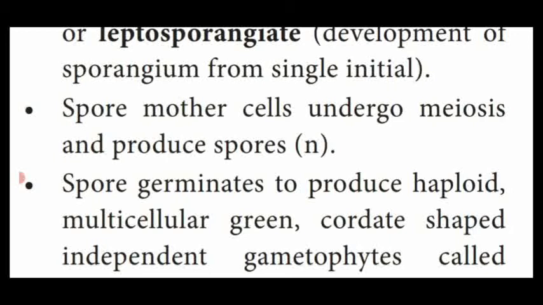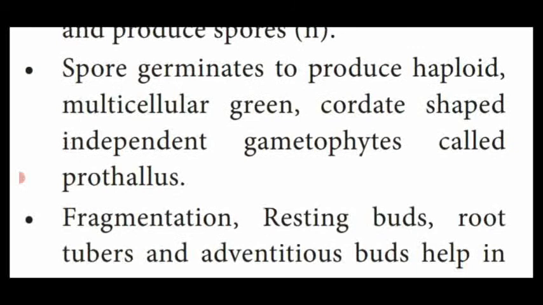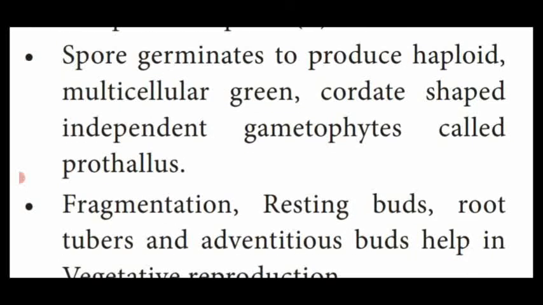This diploid spore mother cell undergoes meiotic cell division to produce haploid spores, which is n number of spores. Then these haploid spores germinate and produce a haploid, multicellular, green, cordate-shaped, that is heart-shaped, independent gametophyte called prothallus.